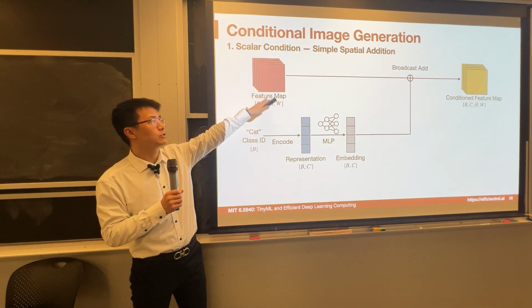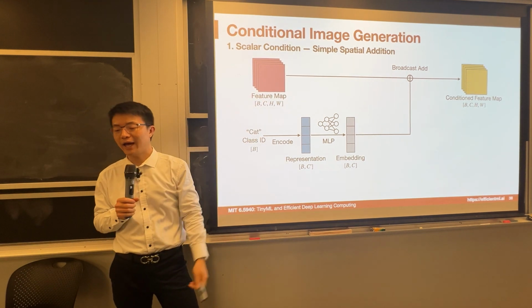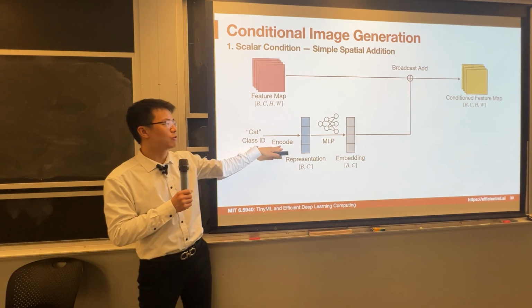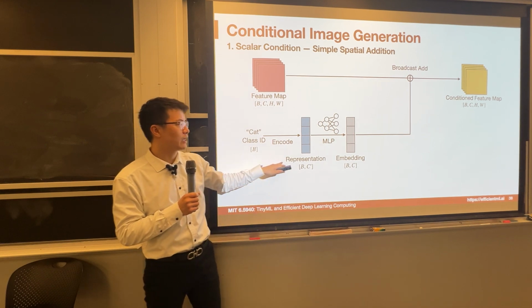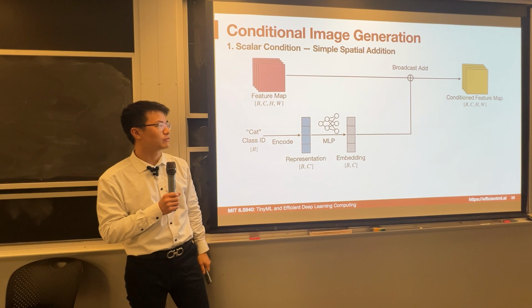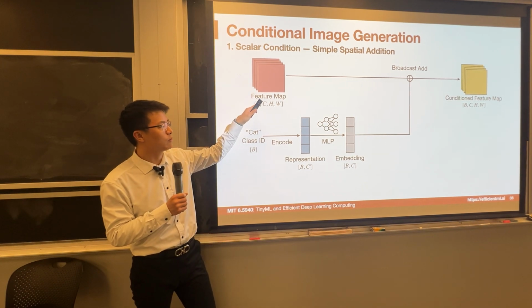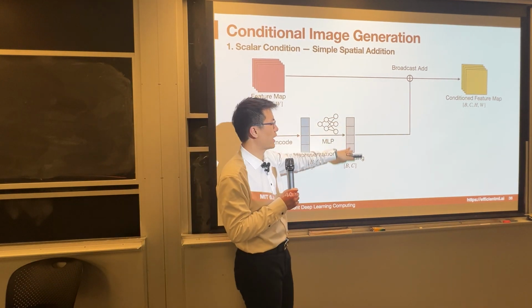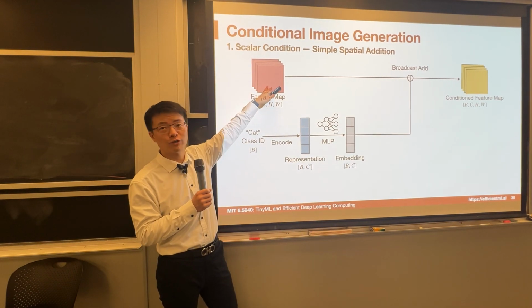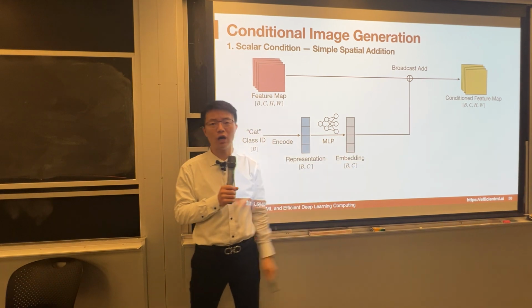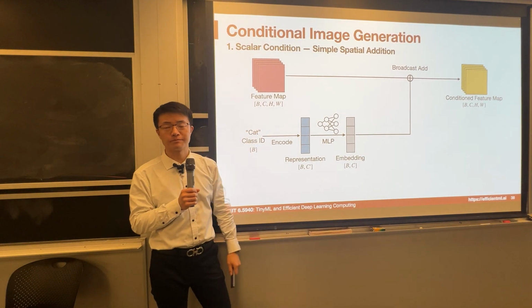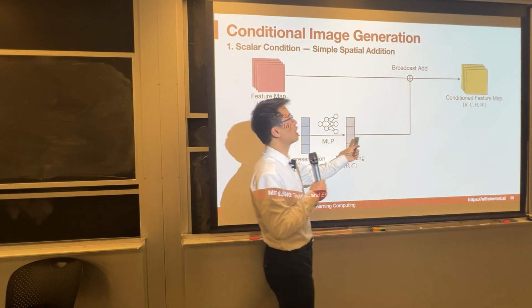Okay, so this is the original feature map, and we want to add those class conditions to the feature map. So we pass it through an encoder so that we can get a representation of batch size by C, where C is the number of channels. We pass it through the MLP to match the number of channels to be the same as the feature map. So here we have 4 channels. The embedding here should also have 4 channels. So the C here matches with the C here. And then we can do a broadcast add.